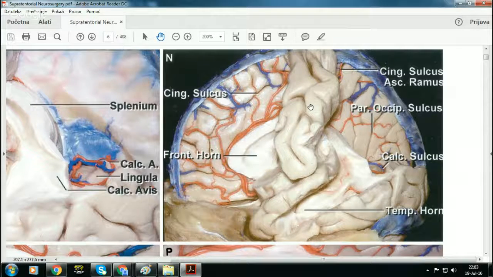Okay. Figure N. The Volks has been removed to expose the medial part of the right hemisphere. The ascending ramus of the cingulate sulcus reaches the superior border of the hemisphere behind the paracentral lobule.